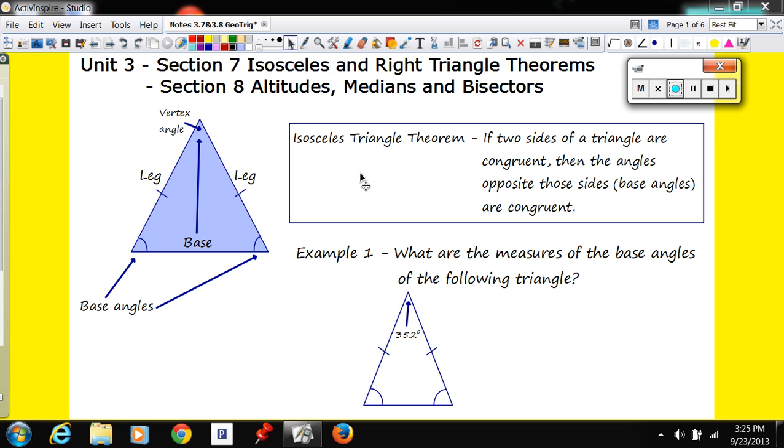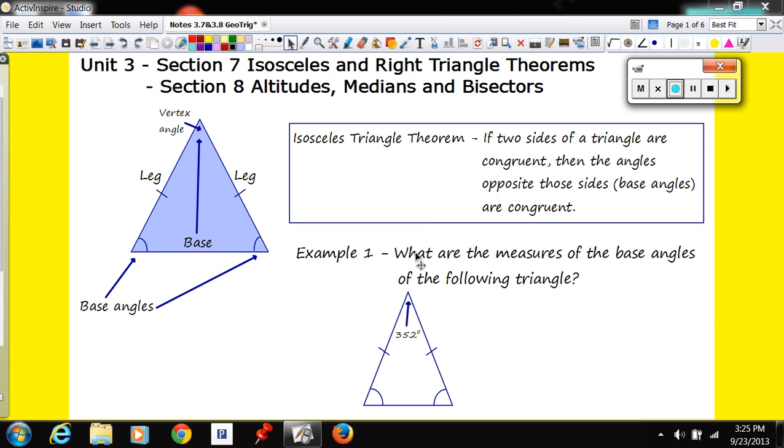We do have an isosceles triangle theorem that says if two sides of a triangle are congruent, like we have here, this leg congruent to this leg, then the angles opposite those sides, the base angles, are also congruent. That's our isosceles triangle theorem.